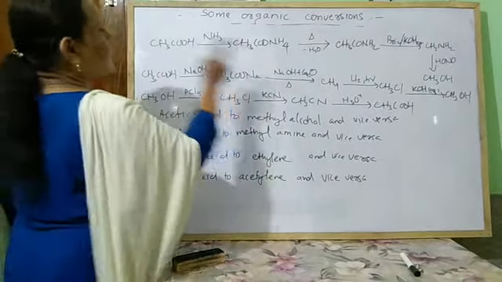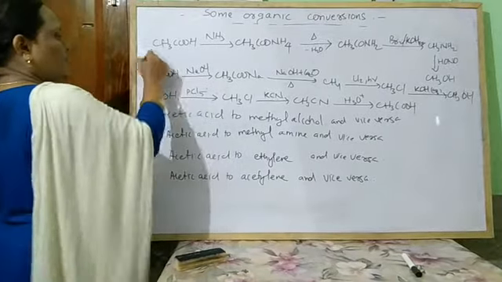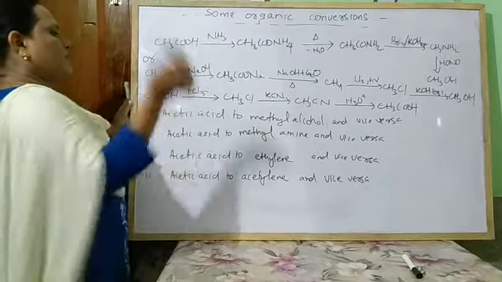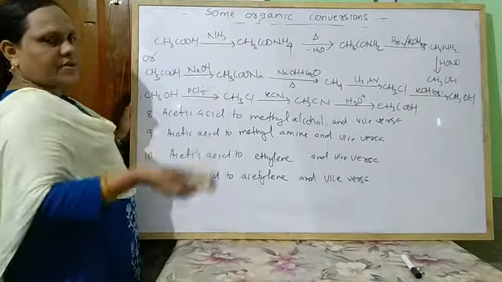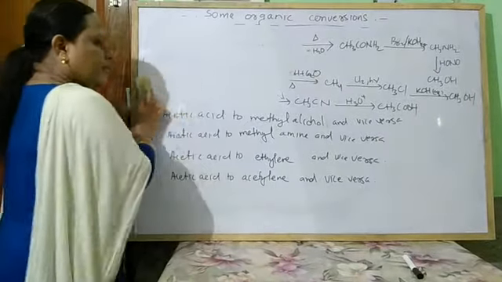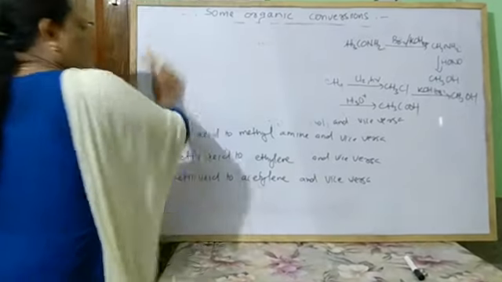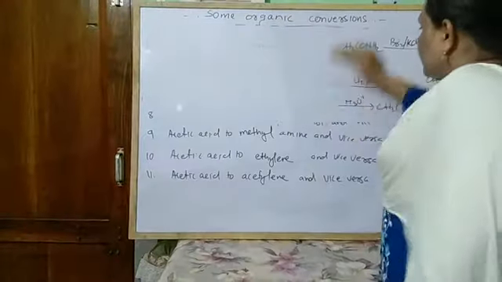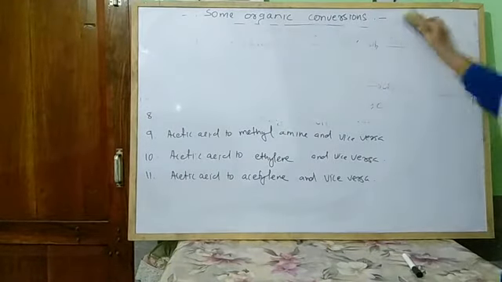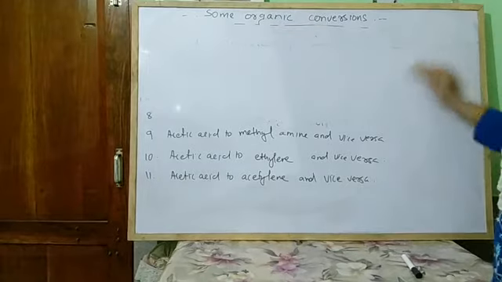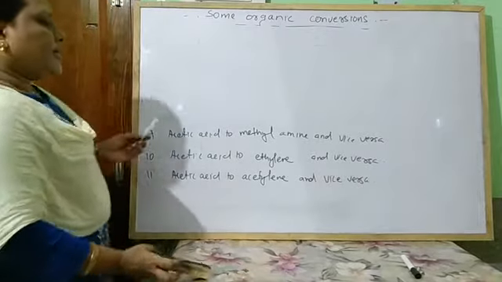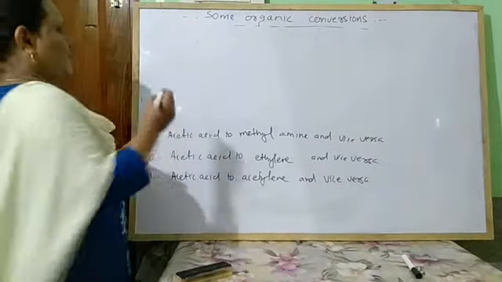Acetic acid to methyl alcohol: these two are alternative methods. Here also there are some alternative methods, but I don't want to waste time, so I am giving just one method. Next, you can also choose other step reactions, but that should be a true chemical reaction. Now, acetic acid to methylamine and vice versa.